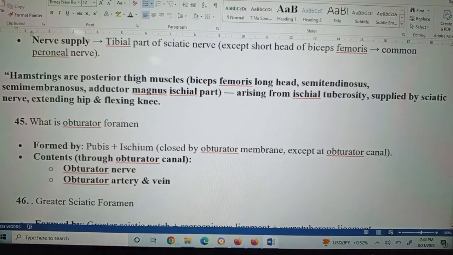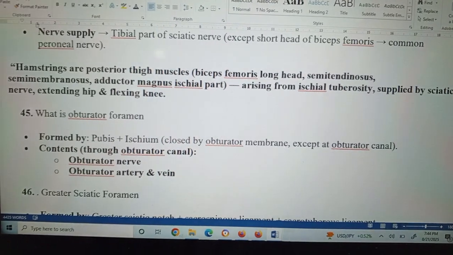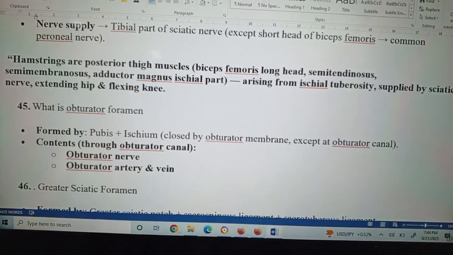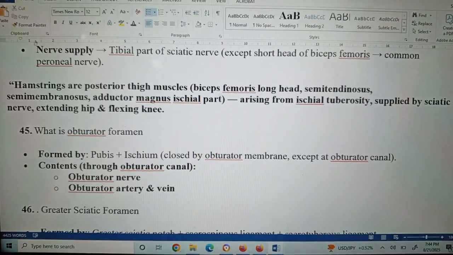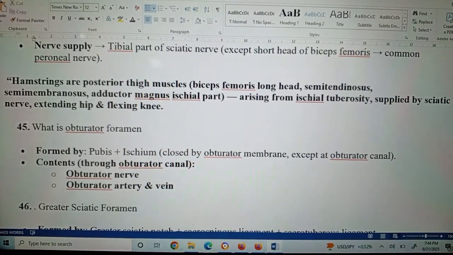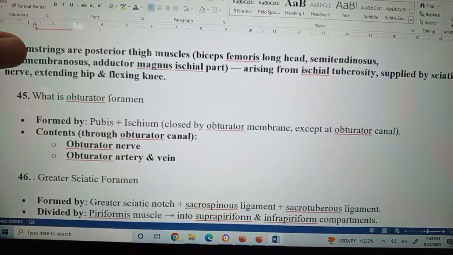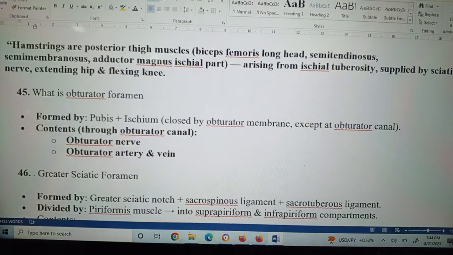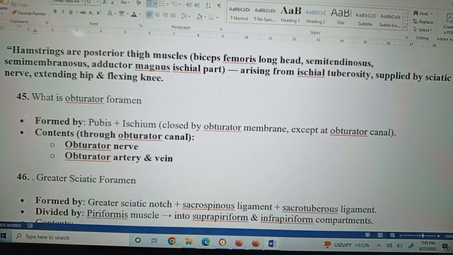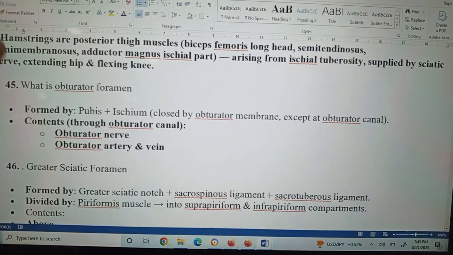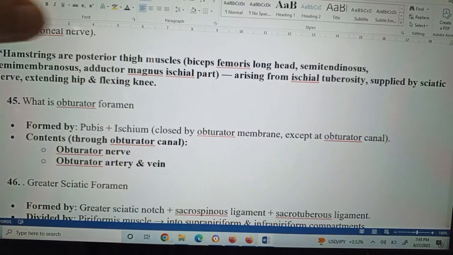If the sciatic nerve is damaged or injured, the hamstring muscles are going to be affected. You must know the names of the hamstring muscles, and the person will have difficulty in extension of the hip and flexion of the knee. These things can be asked to you vice versa. Okay, you must learn all these things.